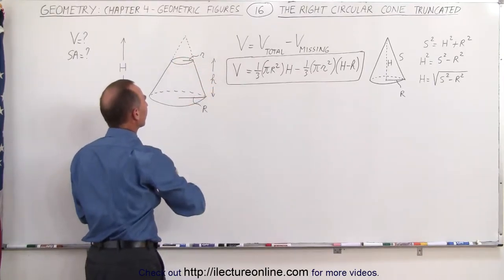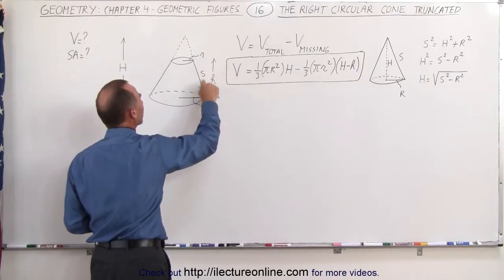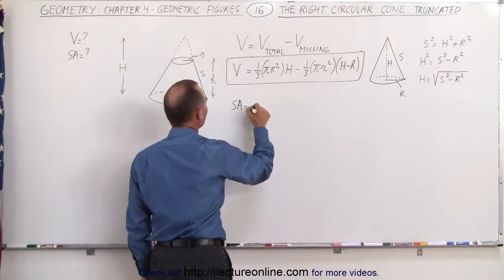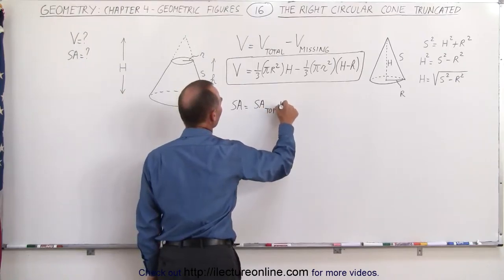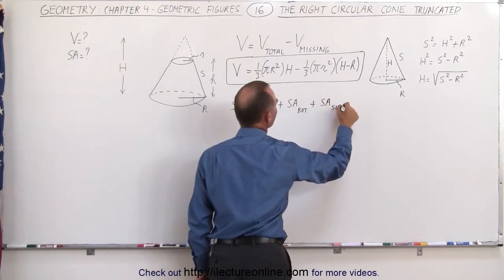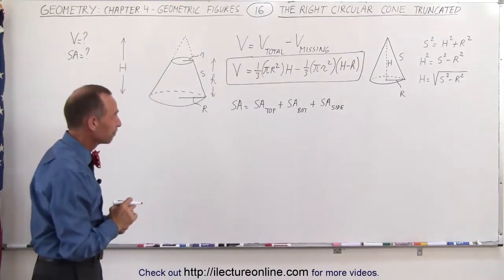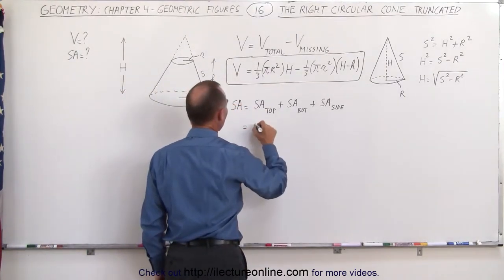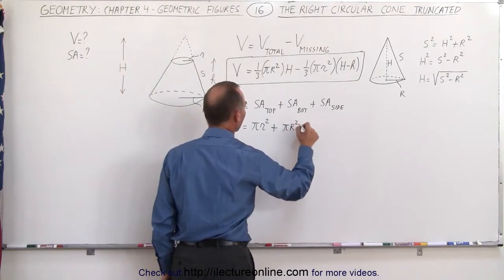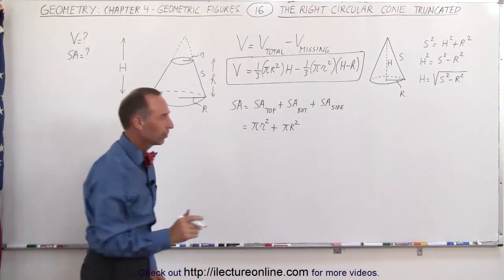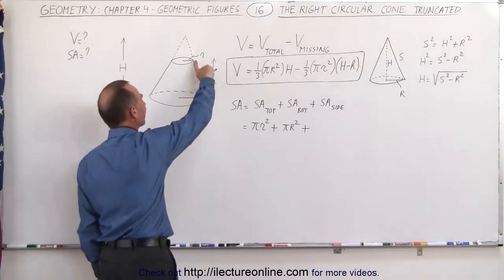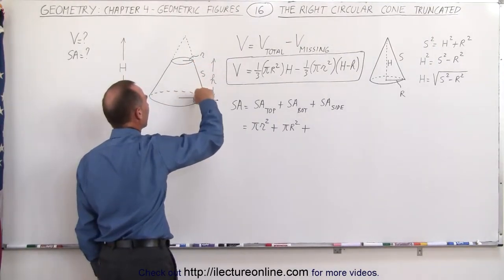So next we're trying to find the surface area of the truncated right circular cone. To do that, we need to find the surface area of the bottom, the surface area of the top, and the surface of the side. We're going to call this little piece here, from there to there, the side. Next, write surface area, which is equal to the surface area of the top, plus the surface area of the bottom, plus the surface area of the side. It makes it easier to write it out like that. The surface area of the top, since it's a circle, would be pi times small r squared, plus the surface area of the bottom, pi times large R squared, so now we have the top and the bottom, plus.